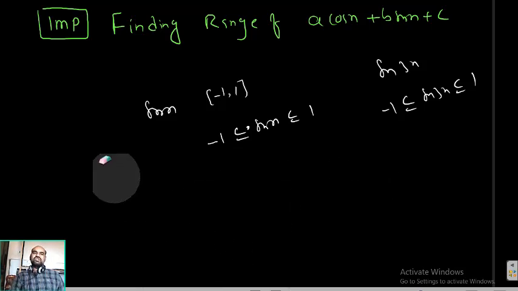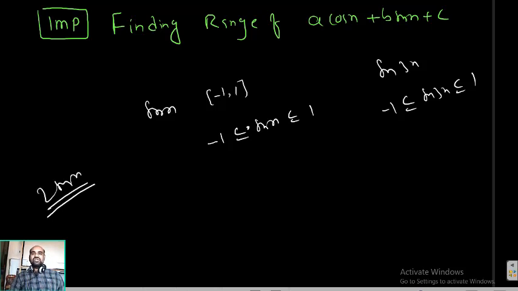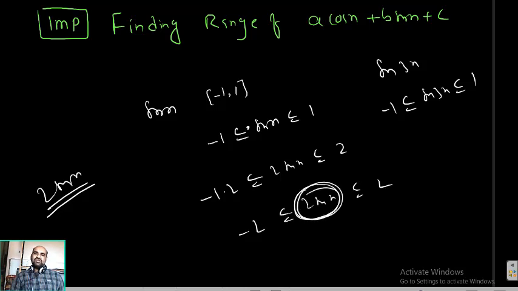Okay. Now the question is, sin x lies between minus 1 to 1. What is the range of 2 sin x? Just multiply 2 on either side. Minus 1 into 2 is less than or equal to 2 sin x, less than or equal to 2. So minus 2 is less than or equal to 2 sin x, less than or equal to 2. What is the meaning of that? 2 sin x lies between minus 2 to 2, means the range of 2 sin x is the closed interval minus 2 to 2. Means minimum is minus 2, maximum is 2.